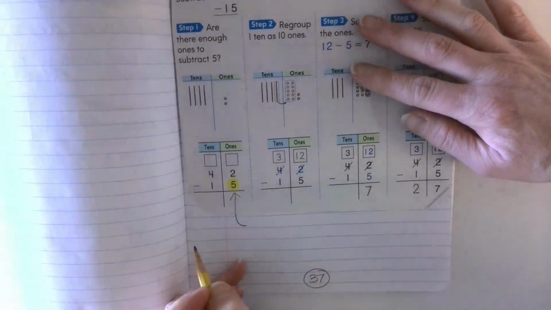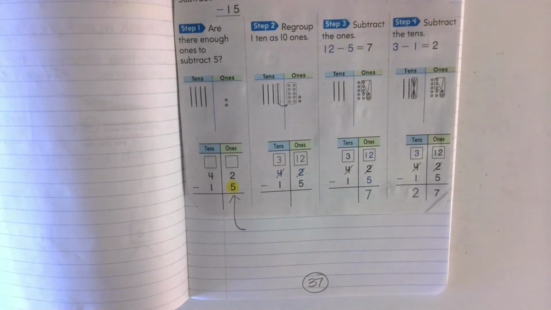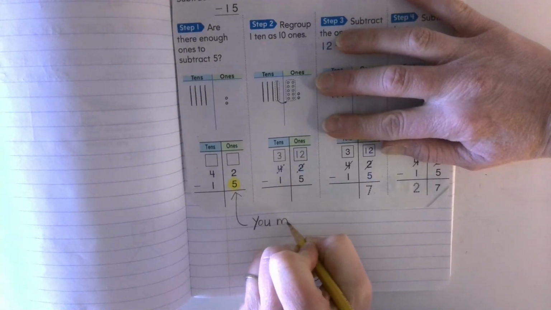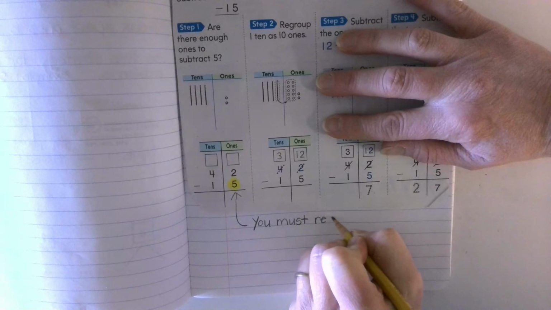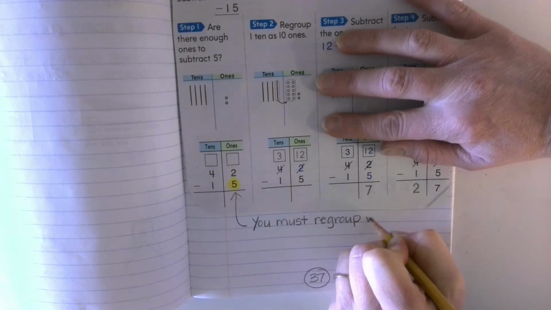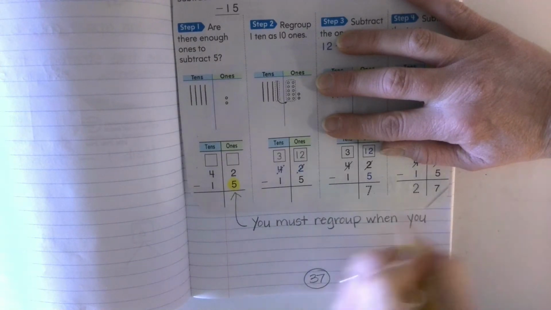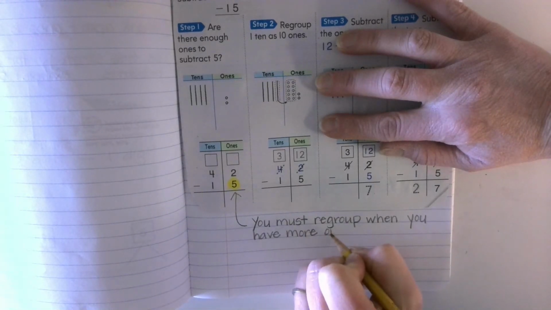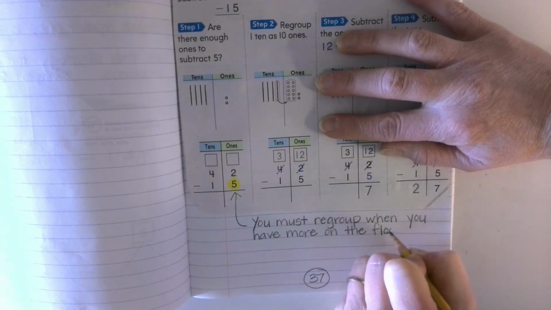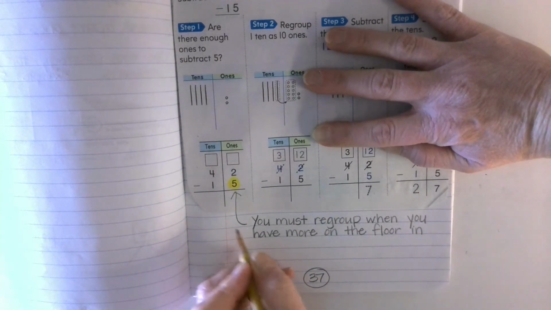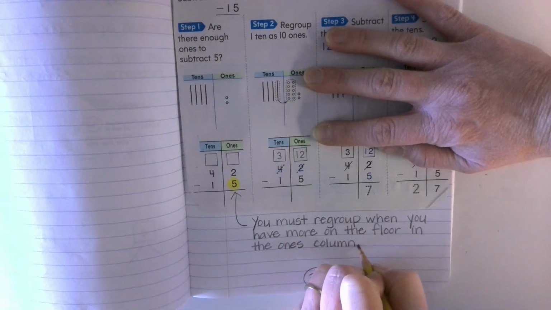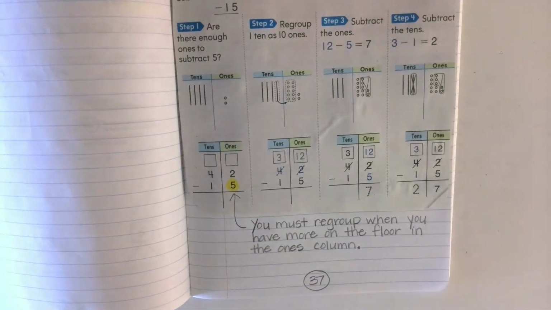This first step, remember, what is the first thing we need to ask ourselves? You must regroup when you have more on the floor in the ones column. Okay. You must regroup when you have more on the floor in the ones column.